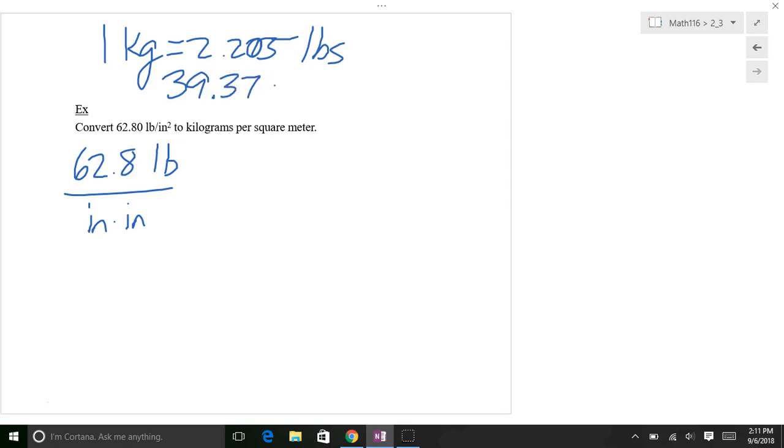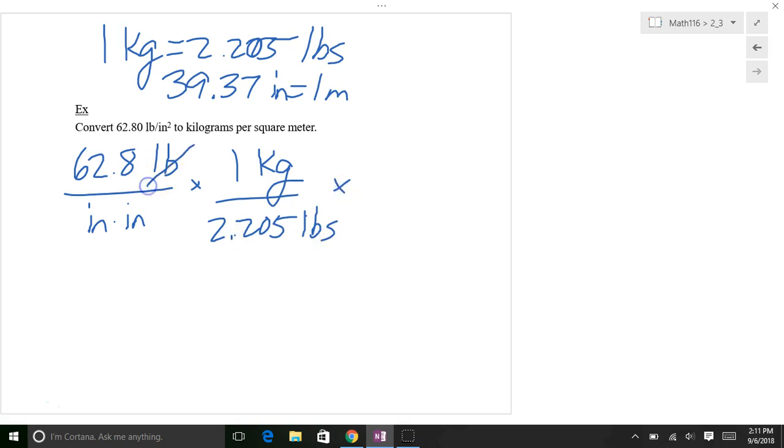39.37 inches in 1 meter. Okay, so let's take care of those pounds first. Get those to kilograms. So times, for every 1 kilogram, there's 2.205 pounds. So now pounds are gone. Now we're in kilograms per square inch on the bottom, kilograms over inch times inch on the bottom.